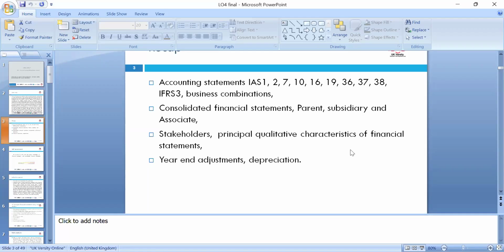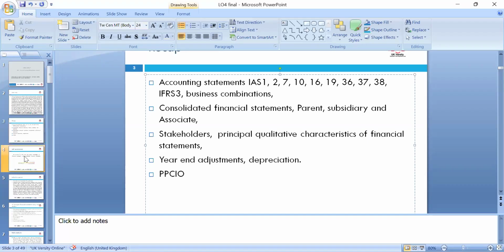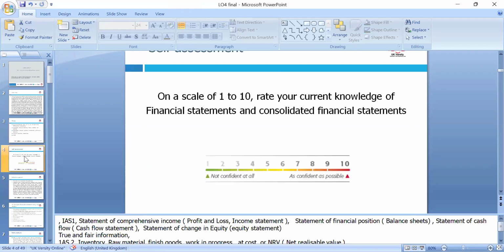We went through the stakeholders, where stake means interest. We discussed qualitative characteristics, year-end adjustments, and depreciation. We also discussed PPCIO, popular people chat in offices, which is how we went through the professional code of ethics in the previous lesson. So today the key focus will be financial statements, consolidated or normal, and their interpretation.